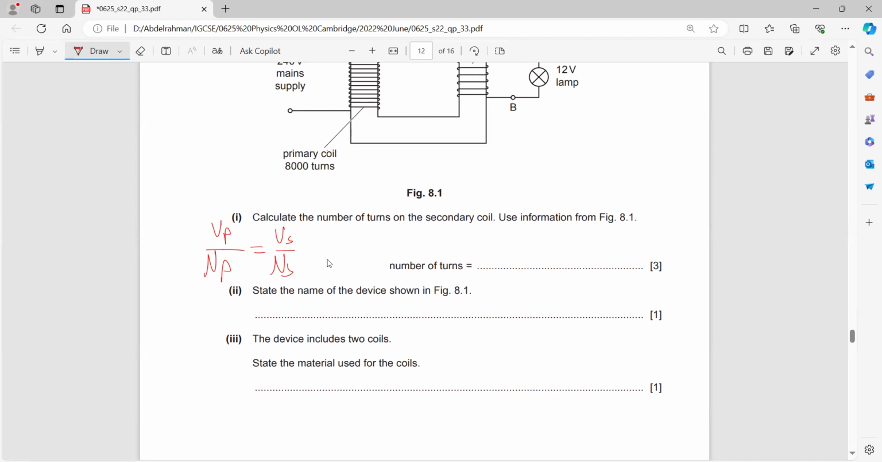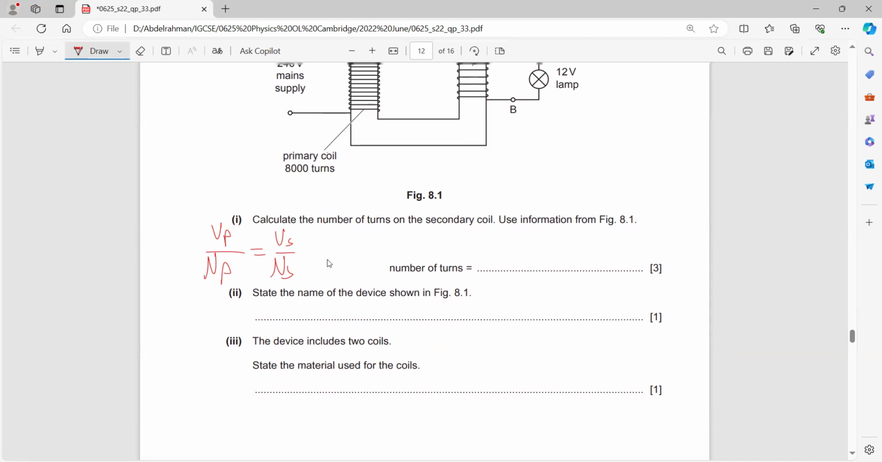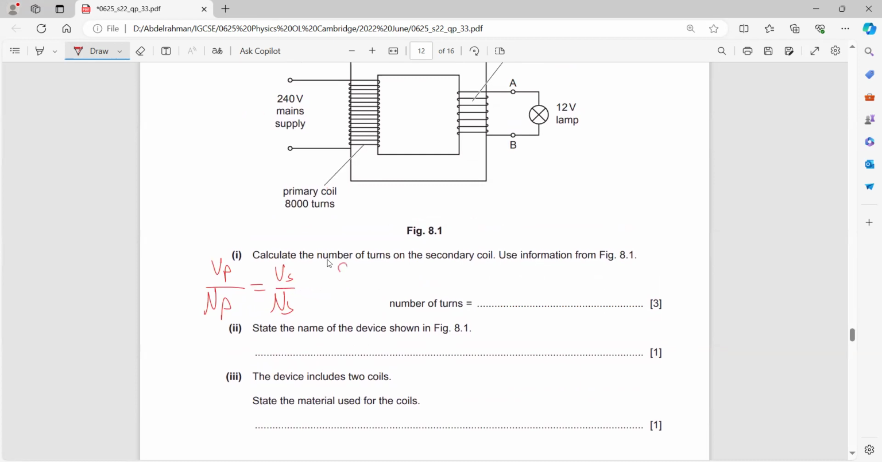The VP, the input voltage, is what? 240. And the NP is 8,000. The VS is now 12. I need to find the NS. Cross multiplication: 8000 times 12 divided by 240. 400. Right. Quite easy, guys.